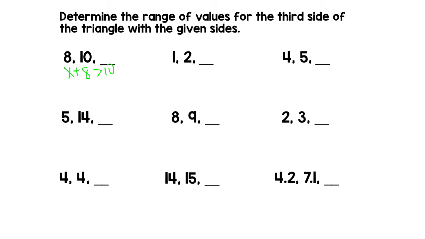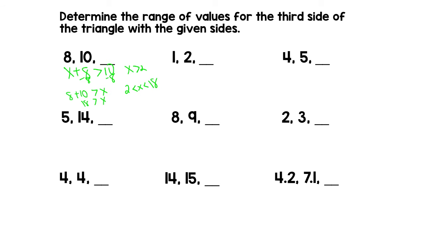I am also going to do 8 plus 10. Both the actual numbers that we have have to be greater than x. So we solve for each of these, subtract 8, and I get x is greater than 2. And we have 18 over here is greater than x. So our range is 2 is less than x is less than 18.